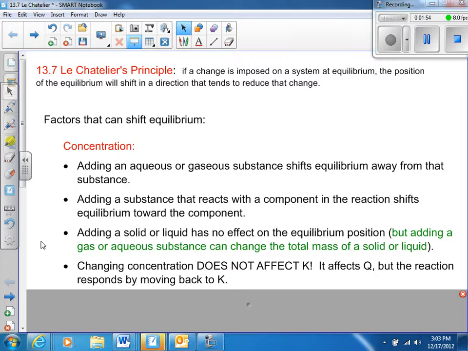Very important here. If we change the concentration, there's no effect on K, none whatsoever. No effect on K. It affects Q, the reaction quotient. Remember, those are initial conditions. All right? And by changing Q, the reaction has to respond by getting back to K, but we don't change K.